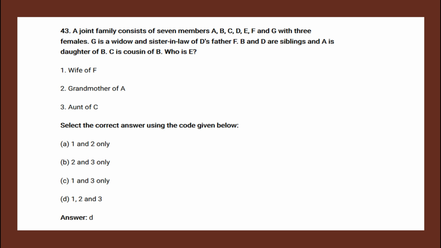Option A, first and second only. B, second and third only. C, first and third only. D, first, second, and third. And the answer is option D, first, second, and third. That means all the statements are true. E is the wife of F and the grandmother of A and the aunt of C.